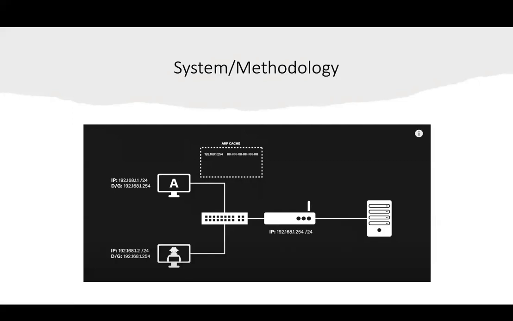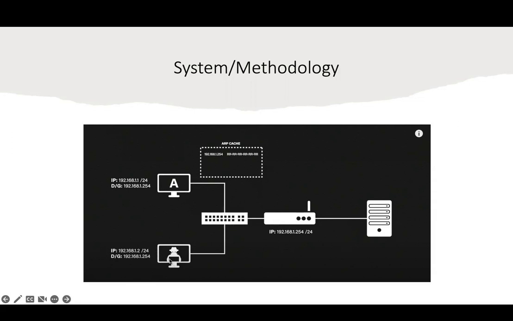So here's the thing. First, the user is trying to access the web server. The user goes through the router to the web server, right? It will ask through the router, so it will store the IP address and the MAC address in the ARP cache. And then it can communicate with the web server. It has to go through the router. And this is the attacker.